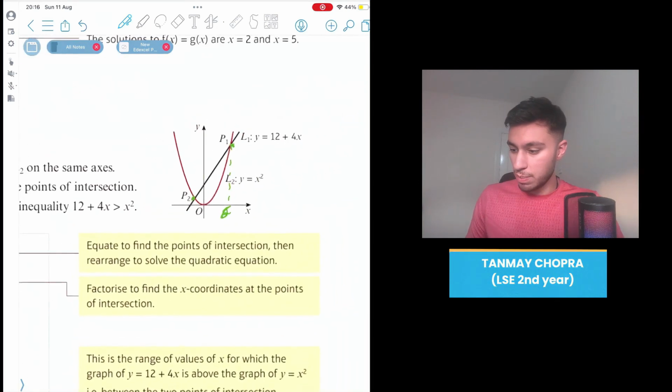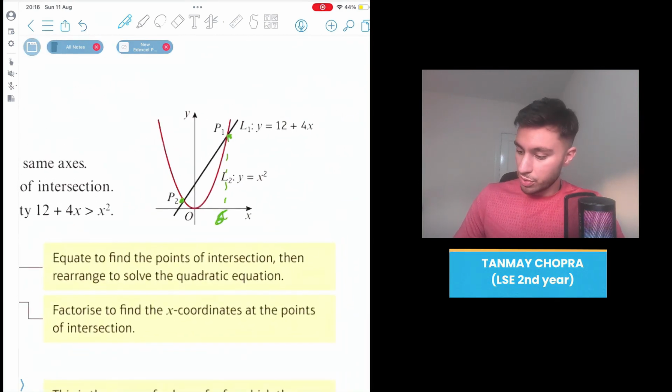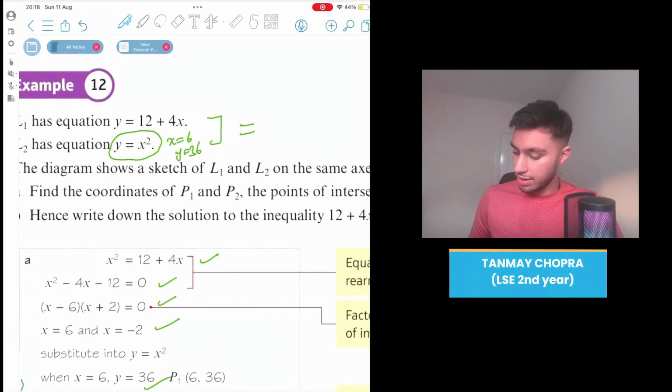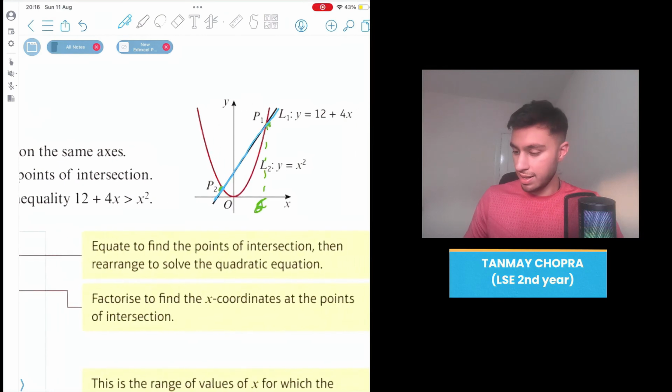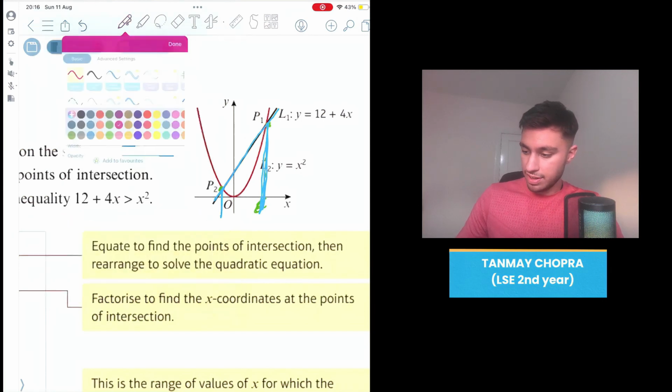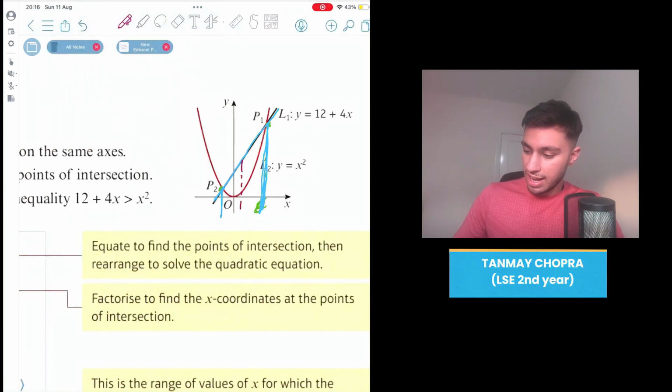So we are going to find where 12 plus 4x is greater than x squared. 12 plus 4x is this line, and I need it to be greater than x squared. I can tell that within this region, if I do the vertical line test, at any point within this region, I see that the blue line achieves a higher value than the quadratic. So 12 plus 4x is greater than or equal to y equals x squared between P2 and P1.